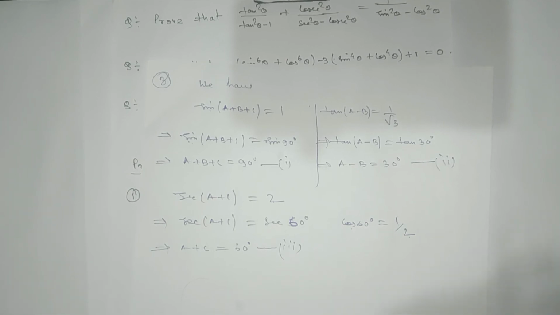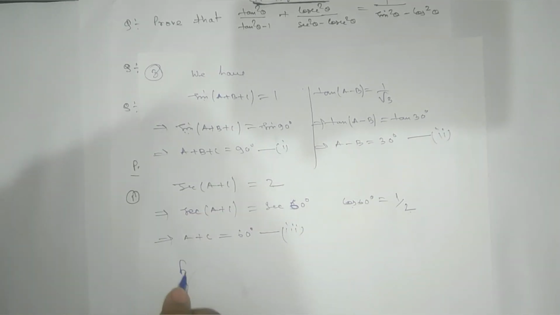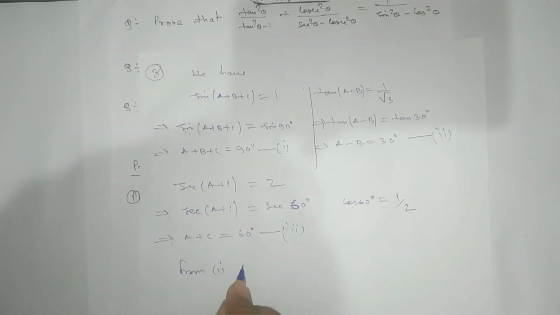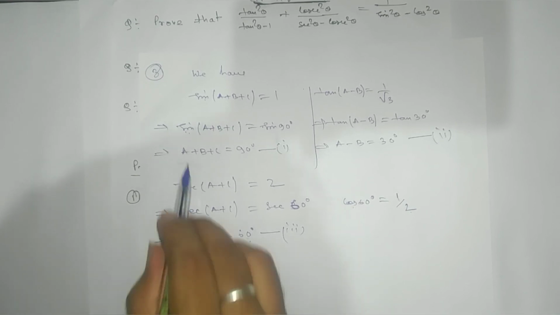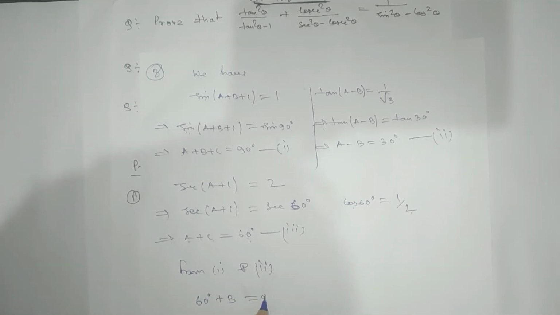Now we will use these 3 equations to get our values, that is the values of A, B and C. So from 1 and 3, we'll apply here from 1 and 3. What you can see is that A plus C will give you 60 degree, and this side will get here 90. From 1 and 3 we are applying. That means B equals what? 90 minus 60 will give you 30 degree.